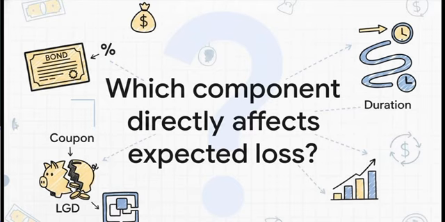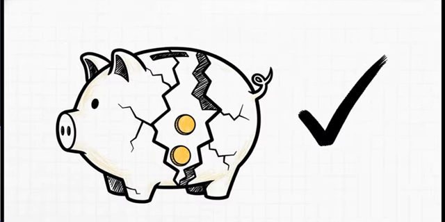Question 1. Which component directly affects expected loss? Is it A, coupon, B, LGD, or C, duration? Think back to those three formula variables we broke down earlier. And the answer is B, LGD. Loss given default is a direct multiplier in the expected loss formula. Remember, probability of default times loss given default times exposure at default. The coupon and duration simply do not factor into that specific expected cash loss equation.